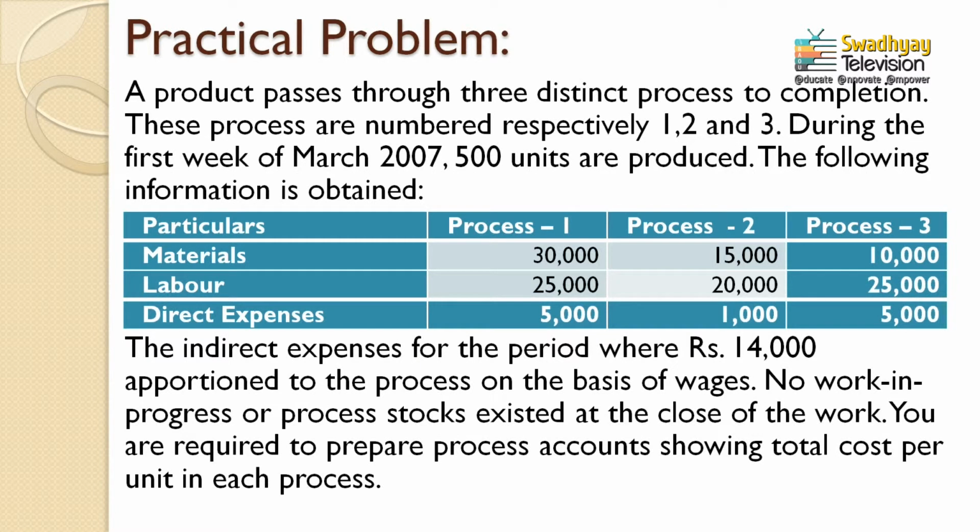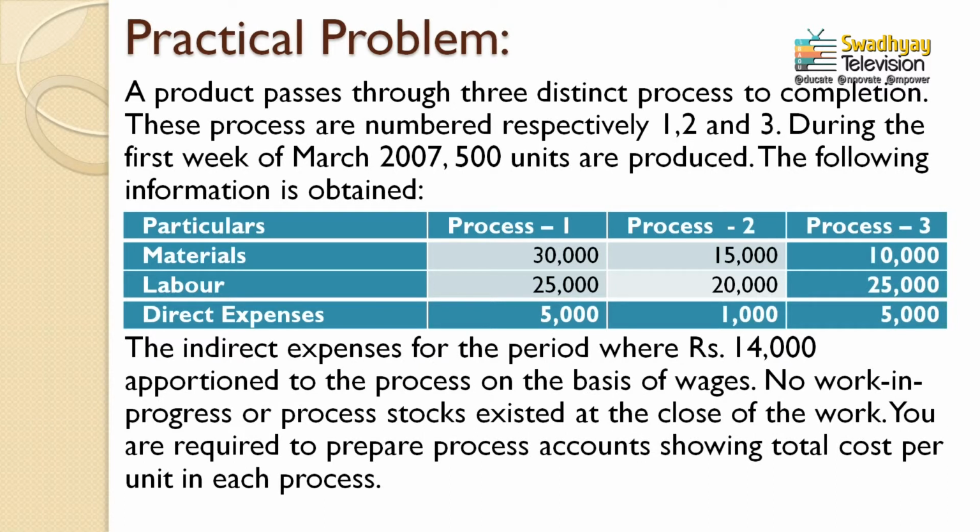And in which way does the proportion have to be calculated? The proportion has to be calculated on the basis of wages proportion. Wages expenditures are already given here. The labor is a wages expense, and according to these three expenses, we need to identify the proportion, and according to this proportion, this 14,000 rupees of indirect expenses will be divided between all the three processes. We will calculate it and understand it at the time of the calculation.